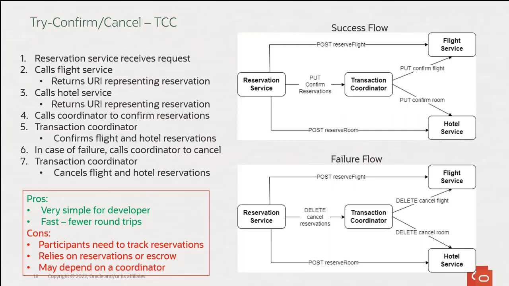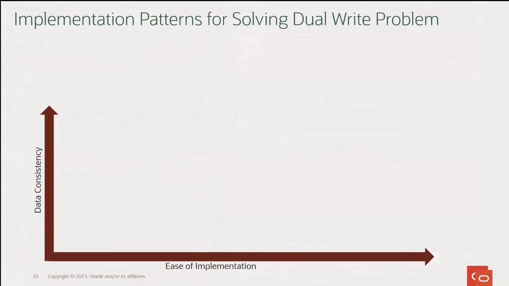And it may or may not depend upon a coordinator. The coordinator could be part of the reservation service itself in some environments. So if we look at these patterns, we can rate them on how consistent the data is that they provide, what level of data consistency they provide, and the ease of implementation.